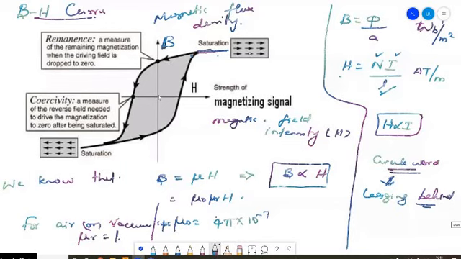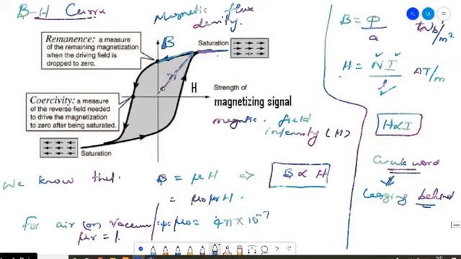So what we will be observing is, when you decrease I, or in turn decrease the height, what will happen? This B will be decreasing, but it will be lagging behind this height. So this is where this hysteresis happened.